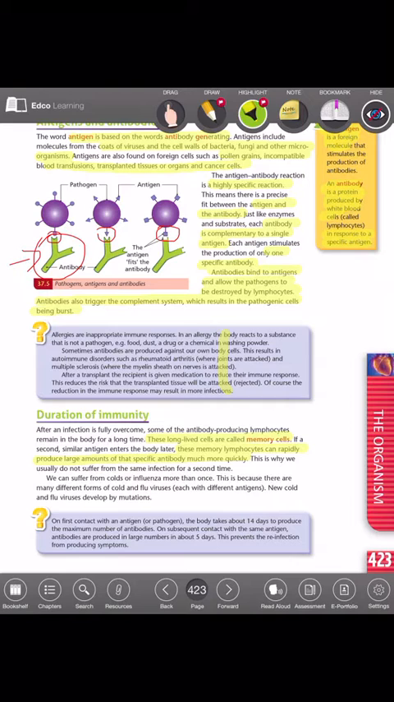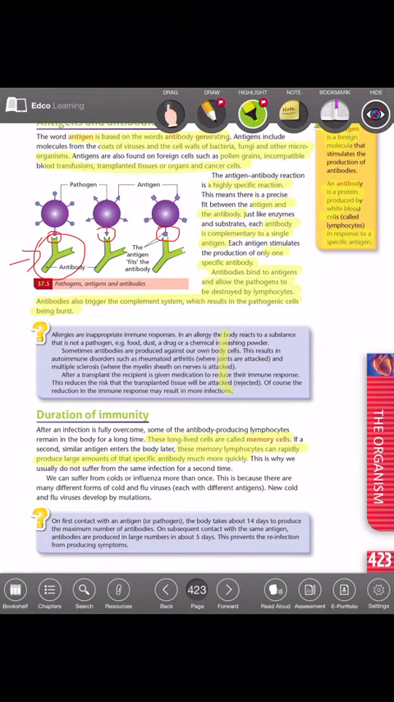Okay, so although you may be reinfected with the same type of virus or bacteria, your body recognizes it and is able to produce antibodies at a very, very quick rate, an exponentially quick rate, as opposed to if it was your first time experiencing the particular virus or bacterial infection or disease. So this is why we usually do not suffer from the same infection for a second time.